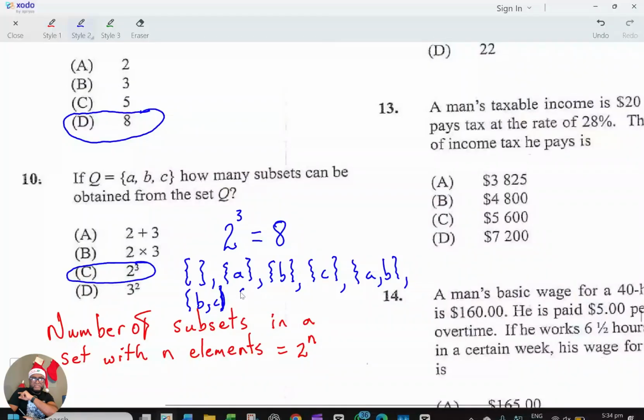So that's 1, 2, 3, 4, 5, 6. Then you have A and C, we didn't do that. And then the set itself is a subset. So ABC is a subset of ABC. Everybody clear here? Subsets.